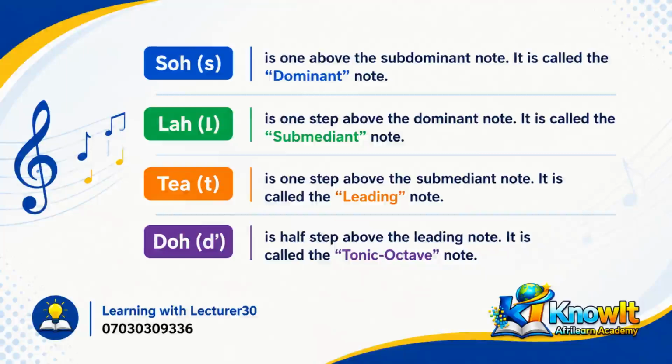So is one step above the subdominant note. It is called the dominant. La is one step above the dominant note. It is called the submediant. Ti is one step above the submediant note. It is called the leading note. Do is half step above the leading note. It is called tonic octave note, just to complete the cycle of a diatonic scale.